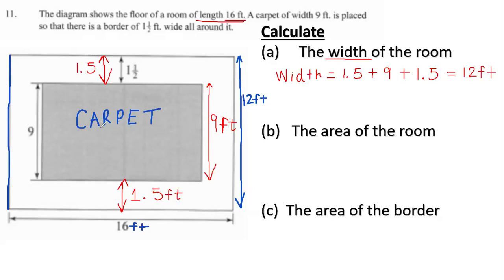So the carpet is inside the middle, and then we have this border. This whole border is the entire room. So they want the area of the whole room. So it's going to be length times width. So the area of the room is going to be equal to length multiplied by width.